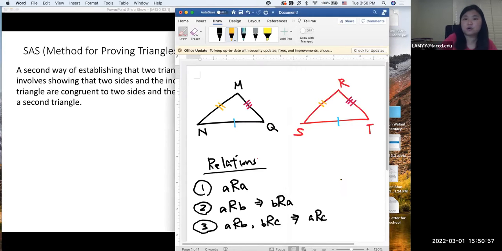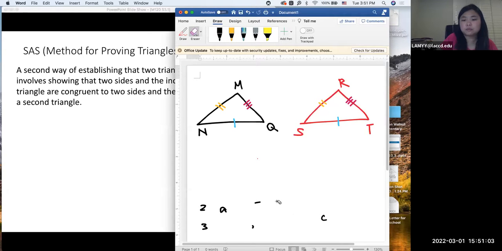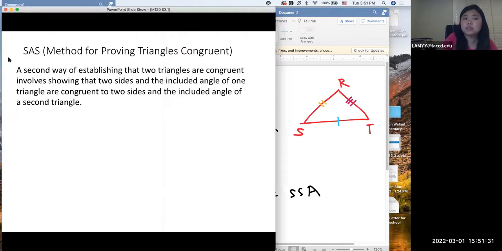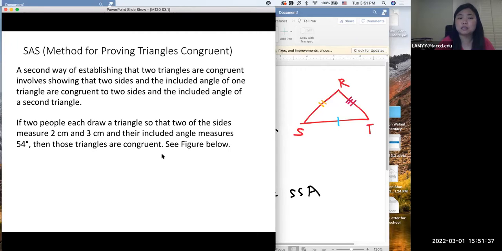Keep in mind that SAS is not equal to SSA. When they put SAS, this is in order. Talking about side, angle, side, the angle has to be in between the two sides. So this one is side, angle, side. The angle has to be in between two sides here.